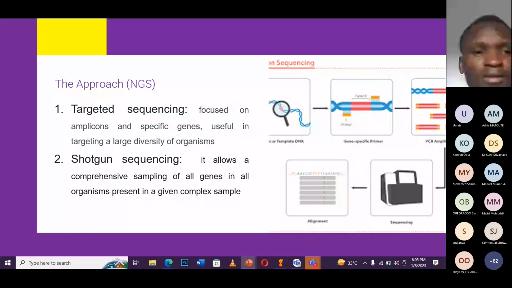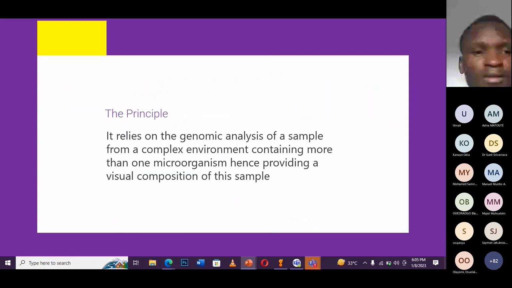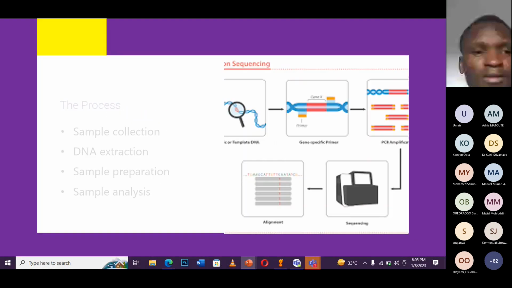All right, so now we have the method that enables microbiologists to evaluate bacterial diversity and detect the abundance of microbes in various environments. The principle here is that it relies on genomic analysis of a sample from a complex environment containing more than one microorganism, hence providing a virtual composition for this sample.